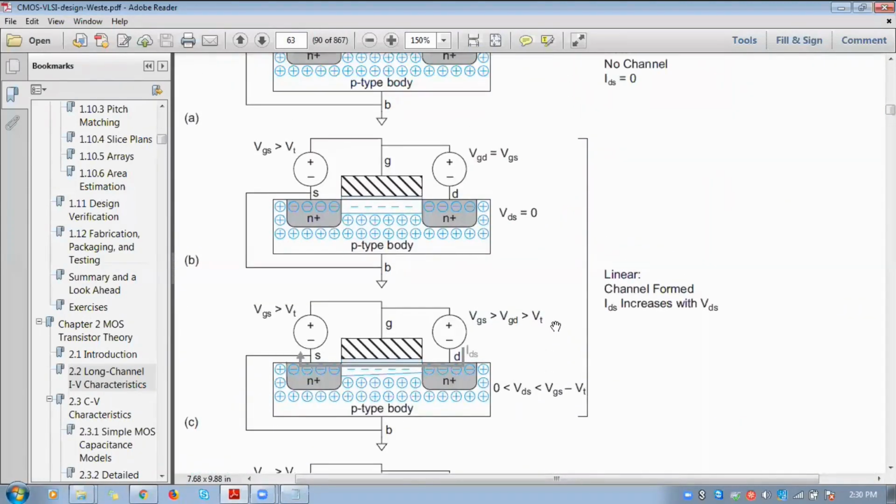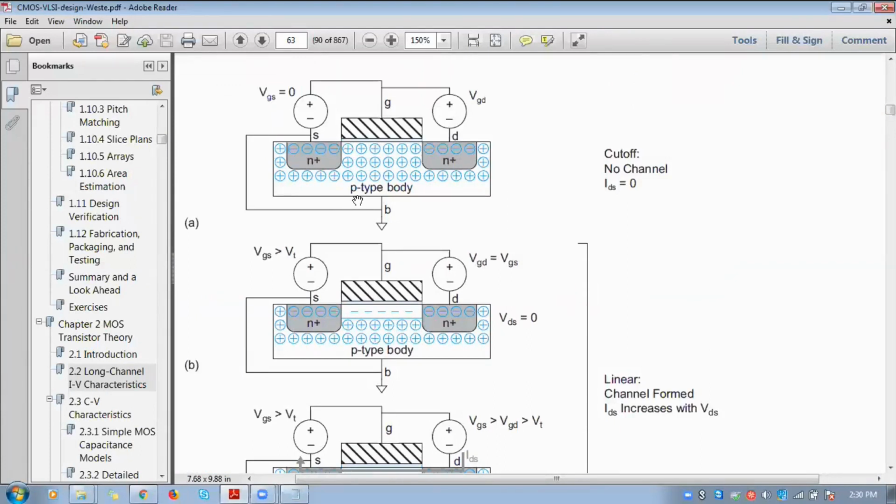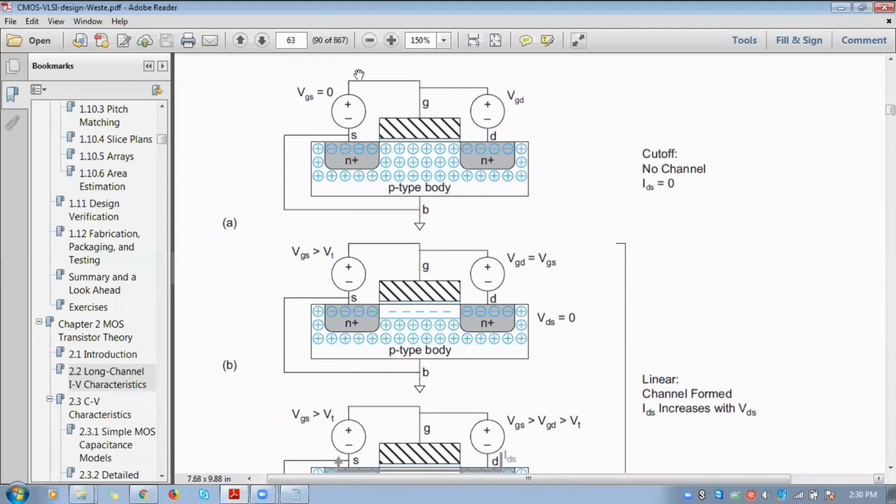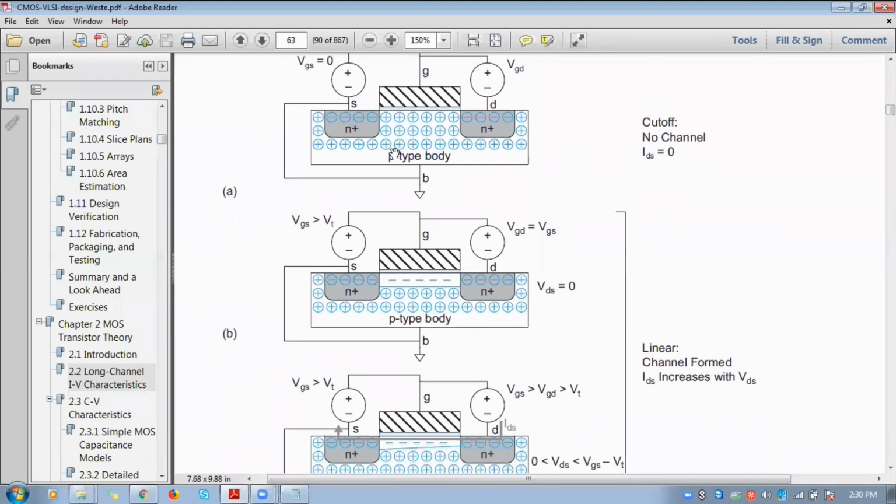Consider this is pMOS. So your n-type body will be here. This is P plus, and this is also P plus. While mentioning the cutoff region, VGS should be 5 volt, not 0. We will be applying the maximum voltage, so VGS will be 5. At that time IDS will be equal to 0. That will be the cutoff region.